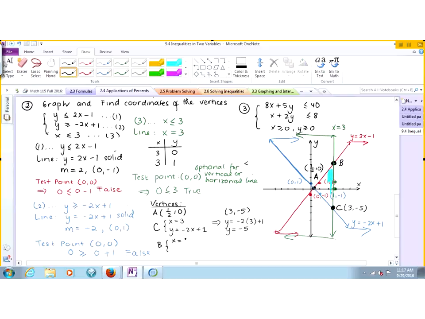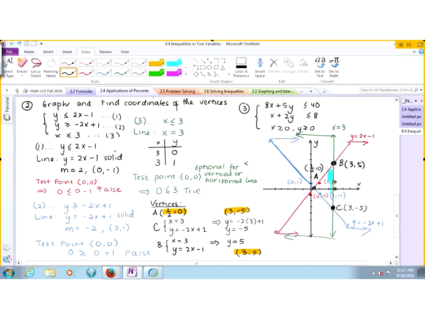Now what about the B? There you go. So when x is 3, y is 5. So what's your coordinate? There you go. So B is 3,5.